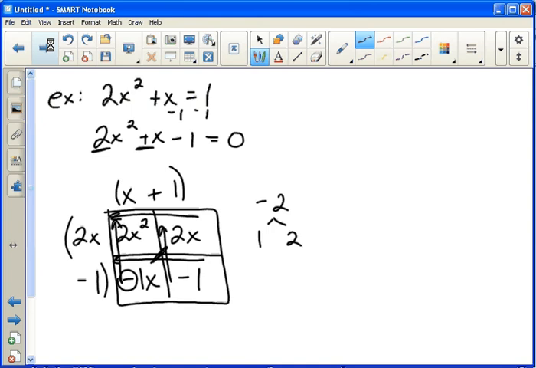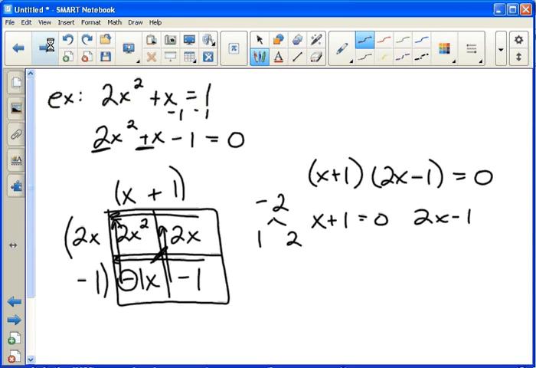So I set both of those equal to 0. Subtract 1 here, and I get x equals negative 1. Over here I add 1, and then divide both sides by 2. So I get x equals 1/2, and x equals negative 1.